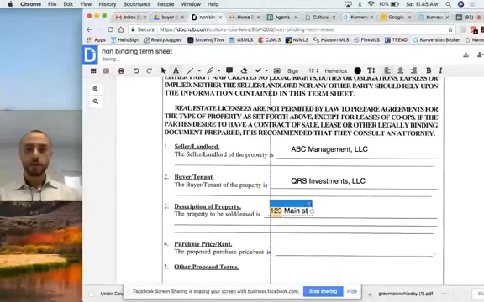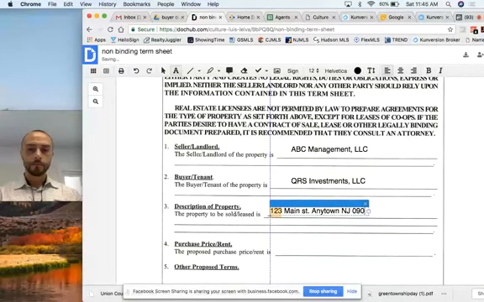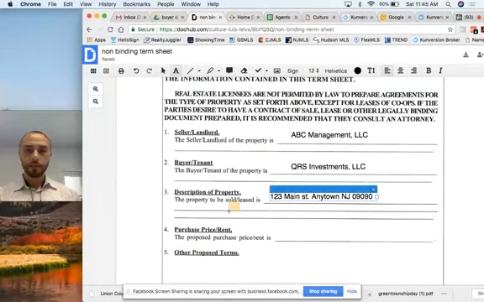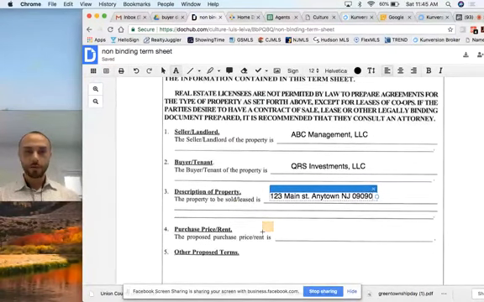Main Street, in town, New Jersey. Okay, that would be there. You can even go as far as putting the lot and block here as well, okay? But keep in mind, the attorney's gonna prepare this, so you're gonna put all of that information.